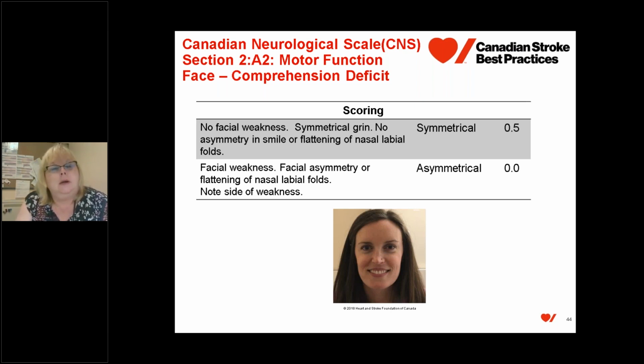Symmetrical would indicate that there is no facial weakness, no flattening of the nasolabial folds. The patient will receive a score of 0.5. If, though, there's asymmetry of the face, flattening of the nasolabial folds, facial drooping, or facial weakness, the patient would be scored asymmetrical, receive a score of 0, and we would indicate the side of weakness with an R or an L.